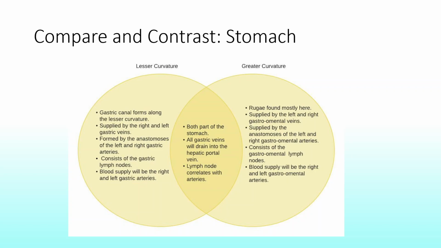Both parts of the stomach, the lesser and greater curvature, share a similarity, and all the gastric veins will drain into the hepatic portal vein. The lymph nodes correlate with the arteries as well.